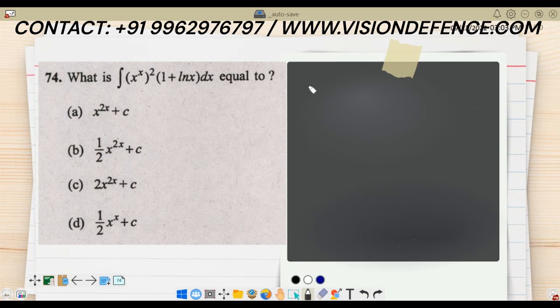Move on to the next. Okay, 74th question. What is the integral of x to the power x, the whole square, times 1 plus log x dx? So the integral of x power x, whole square, 1 plus ln of x dx. So we'll start by x power x equal to t, of course.